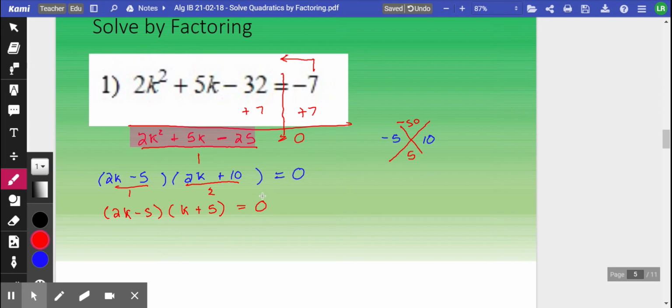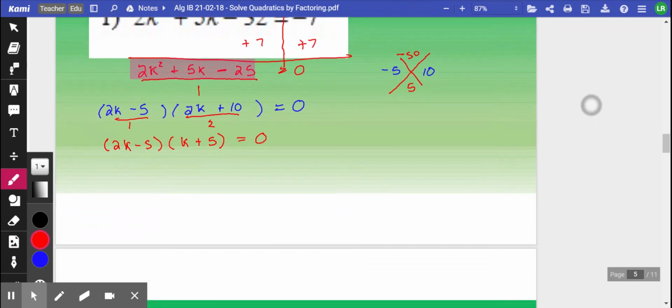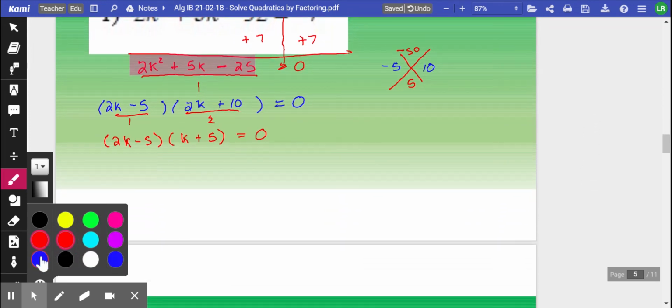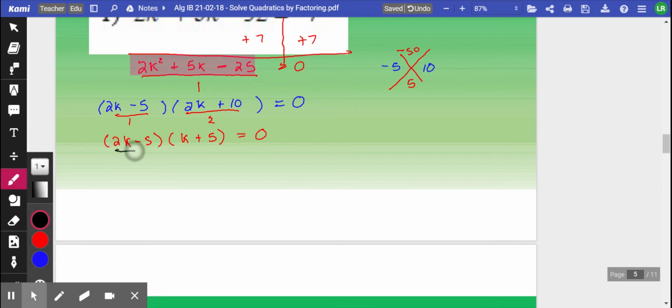From here, you're going to break these up using the 0 property. So this is one problem that you're going to solve: 2k minus 5 equals 0. Let's go ahead and solve it. Add 5 to both sides. I get 2k equals 5. Divide by 2, and k equals 5 halves, 5 over 2.